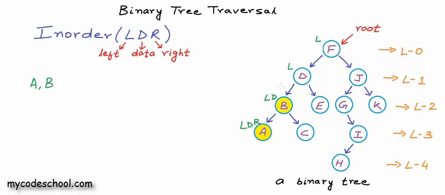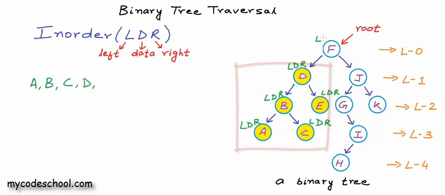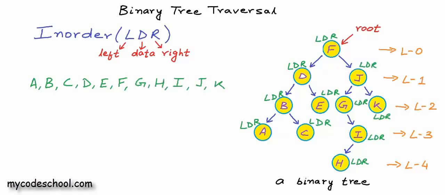And now for B, we can go right. For C, once again, there is nothing left, so we can read the data, and there is nothing in right as well. Now left of D is completely done, so we can visit it, read the data here. Now we can go to its right to E. For E, once again, left and right are null. At this stage, left subtree of F is done, so we can read the data, and now we can go to right of F. If we will go on like this, this finally will be my in-order traversal.